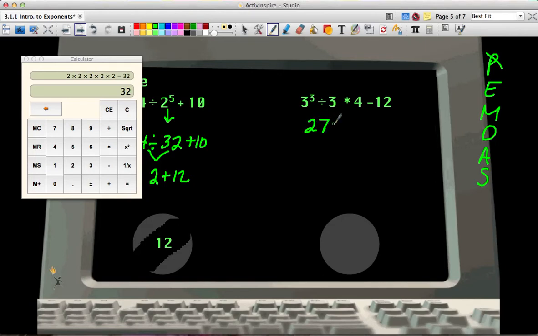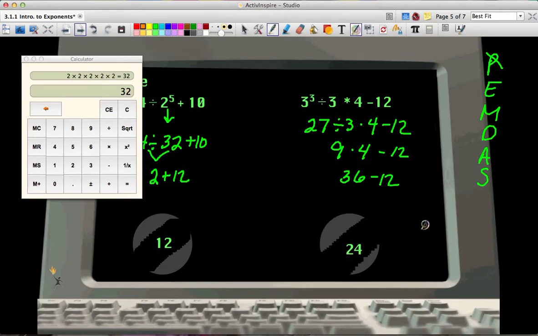All right, so here you should have gotten 27 divided by 3 times 4 minus 12. 27 divided by 3 is 9 times 4 minus 12. 9 times 4 is 36 minus 12. As an answer, you should have gotten 24. If you did not get that answer, I do want you to go back and check and make sure that each line of your work matches mine. If it doesn't, that should show you where your mistake was.